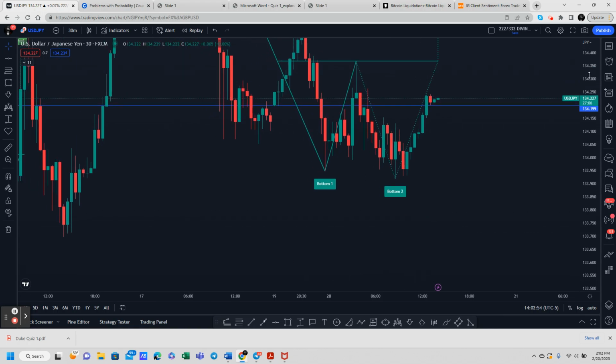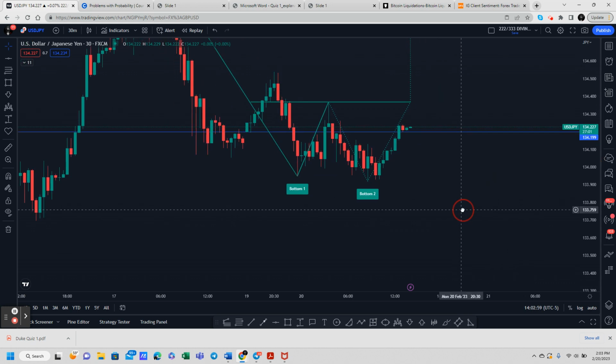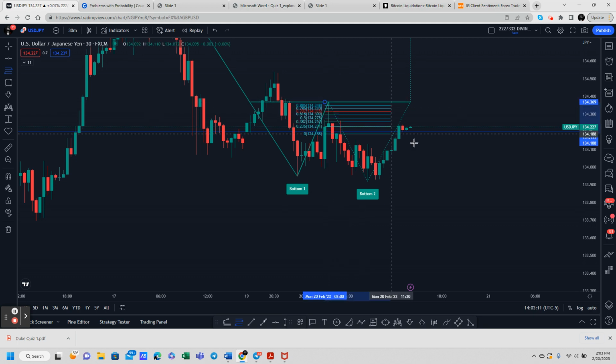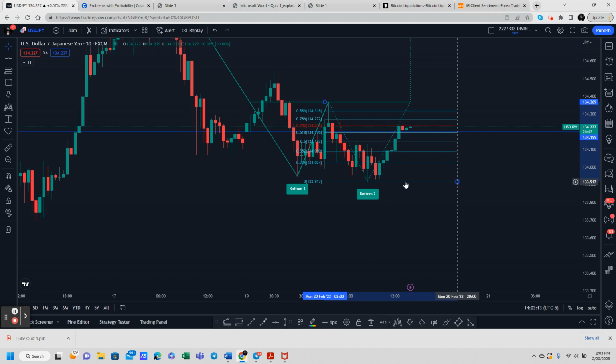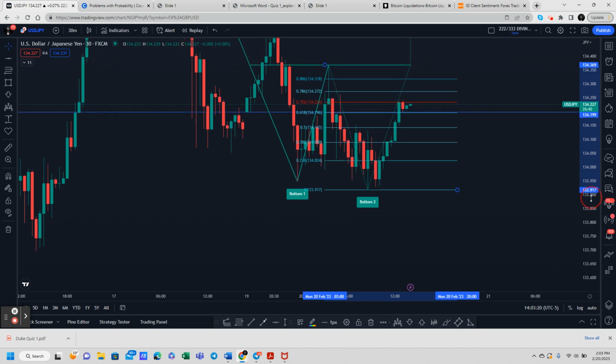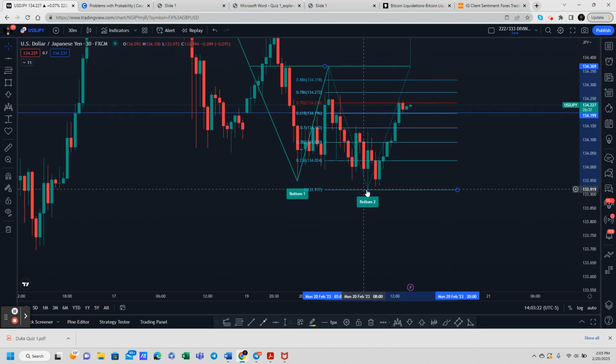All right, so we are on the US dollar Japanese yen on the 30-minute chart, and I want to show you something. So we're going to take our fibs. Whenever a bottom two or top two forms, you want to take it from the point that created the neckline, which is here, and drag it down to the last point that created the bottom two. All right, so what we're looking for is right here. We're looking for price to cross back below the 23%.